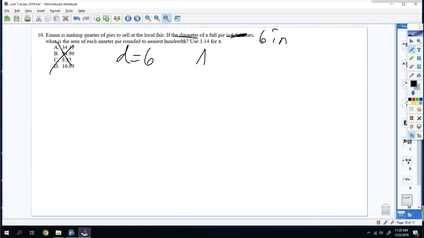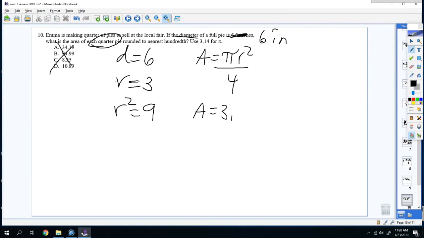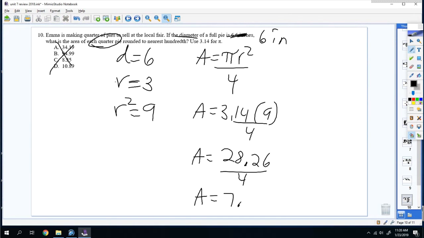So we're going to find the area of a full circle, pi r squared. But we're actually not, because it says a quarter. So we're going to divide by 4. So I need a radius squared. If the diameter is 6, the radius would be 3, and the radius squared would be 9. So now we can plug it in. You can do 3.14 times 9 divided by 4. 3.14 times 9 is 28.26. And that's the area of a full circle, and I want to divide that up into quarters. So you're going to divide 28.26 by 4, and you get 7.065.